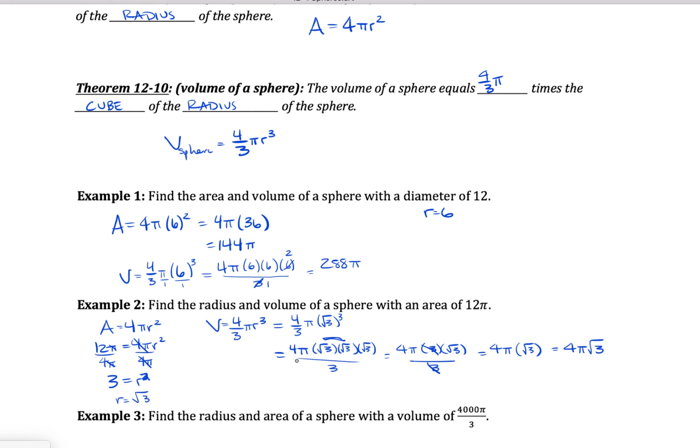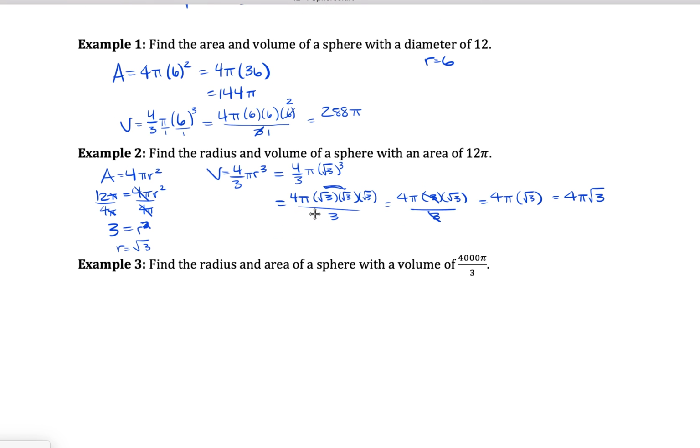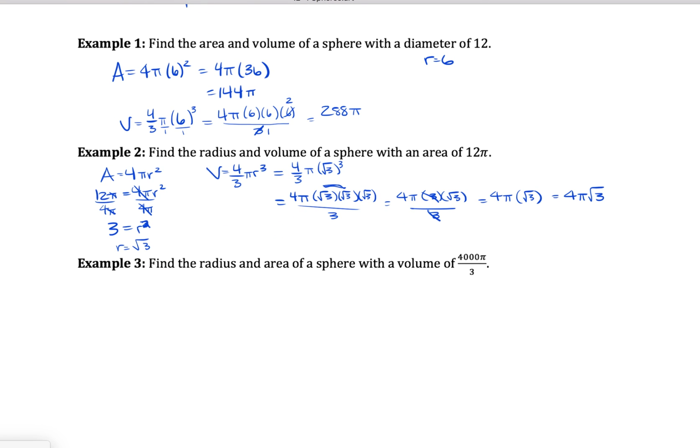Lastly, we have an example where I'm giving you the volume, and I want to find the radius and then the area. So I'm going to say 4,000 pi over 3 equals 4/3 pi r cubed.